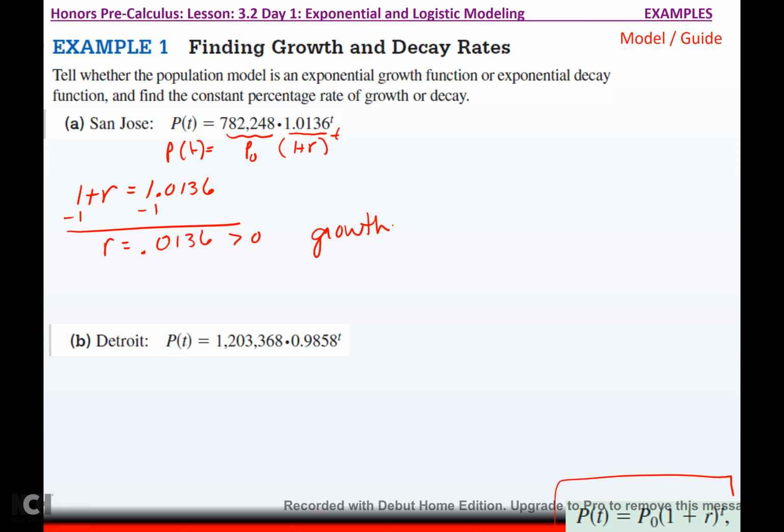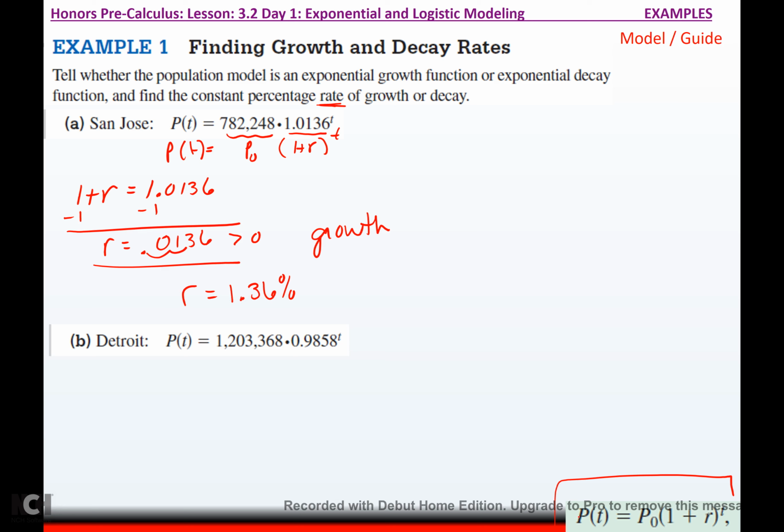That's positive, which means this is a growth function, okay? And then what does it say? It wants to find the constant percentage rate. So there's my rate right there, but when we use it in the formula, we use a decimal, but the rate is a percent. So if I move this twice, my growth rate is going to be 1.36%, okay?